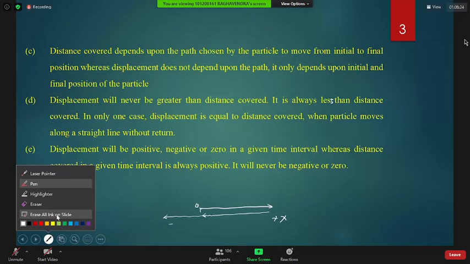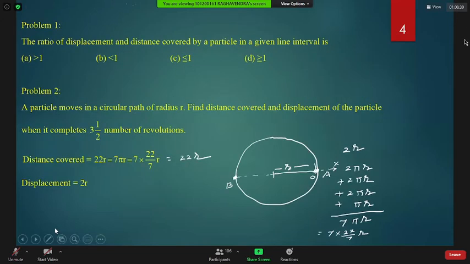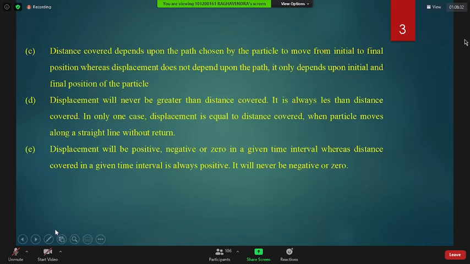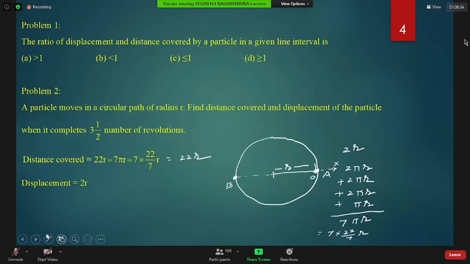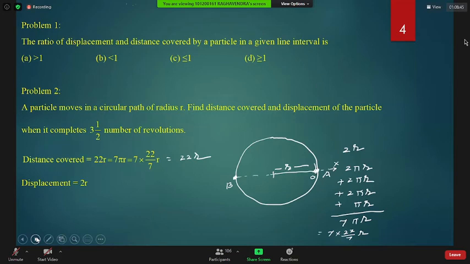Clear to you? Yes, sir. Slide number 3 is over. Now I'm on slide number 4. We take concept 1, and based on that we solve a problem. Then we'll take concept 2, and based on that we'll solve the problem.